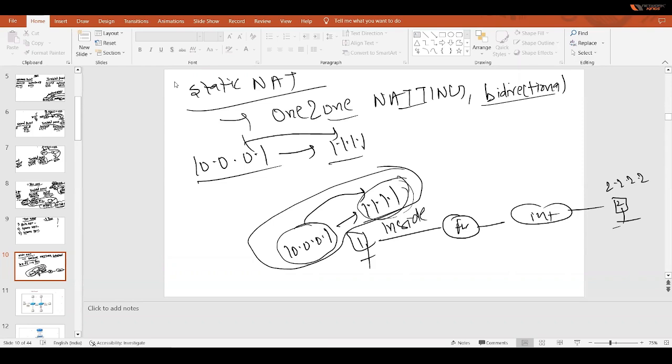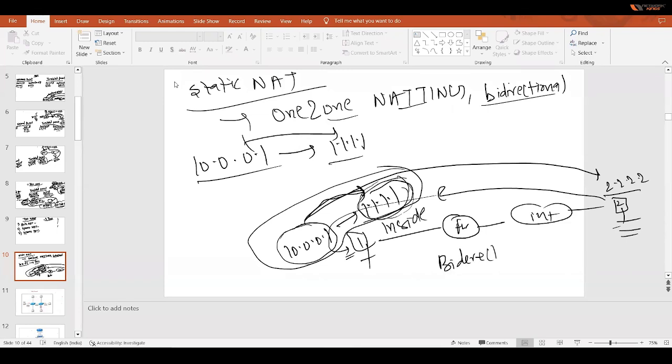This 10.0.0.1 is permanently NATed with 1.1.1.1, so only a single PC can use this public IP. That's why it is bidirectional. When this PC initiates a connection to the public side, fine. But in other scenarios, if the outside initiates traffic to 1.1.1.1, it will directly come to the 10.0.0.1 PC, because 1.1.1.1 is statically NATed with this IP. Whenever any traffic comes to 1.1.1.1 at the firewall, it will automatically be sent to the 10.0.0.1 PC.